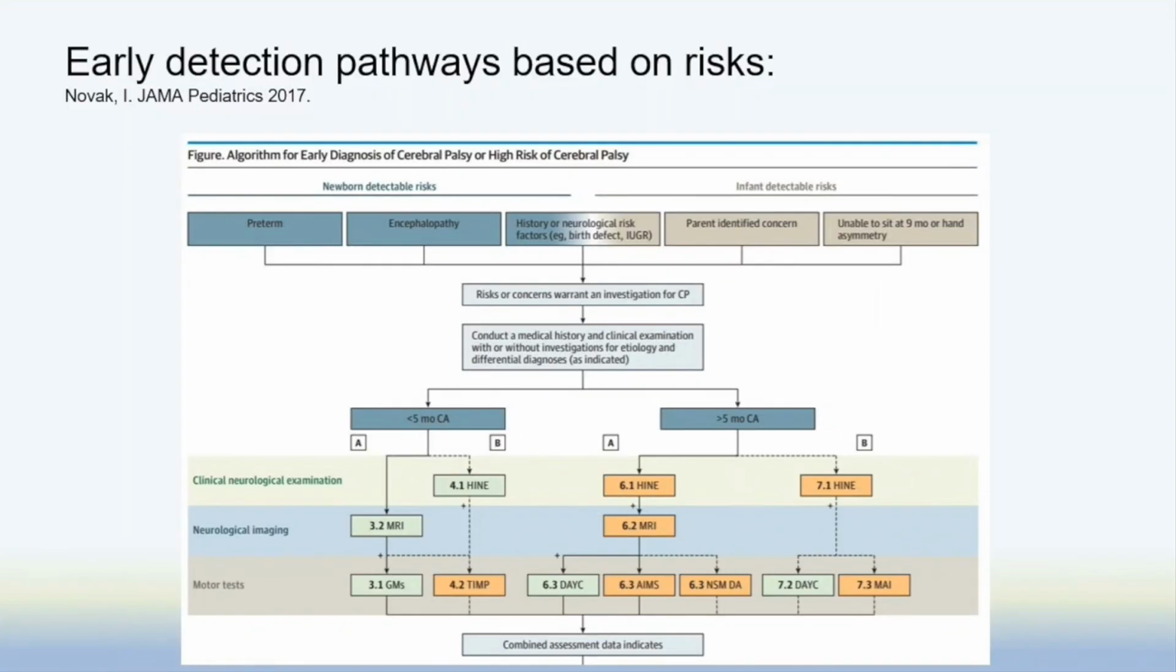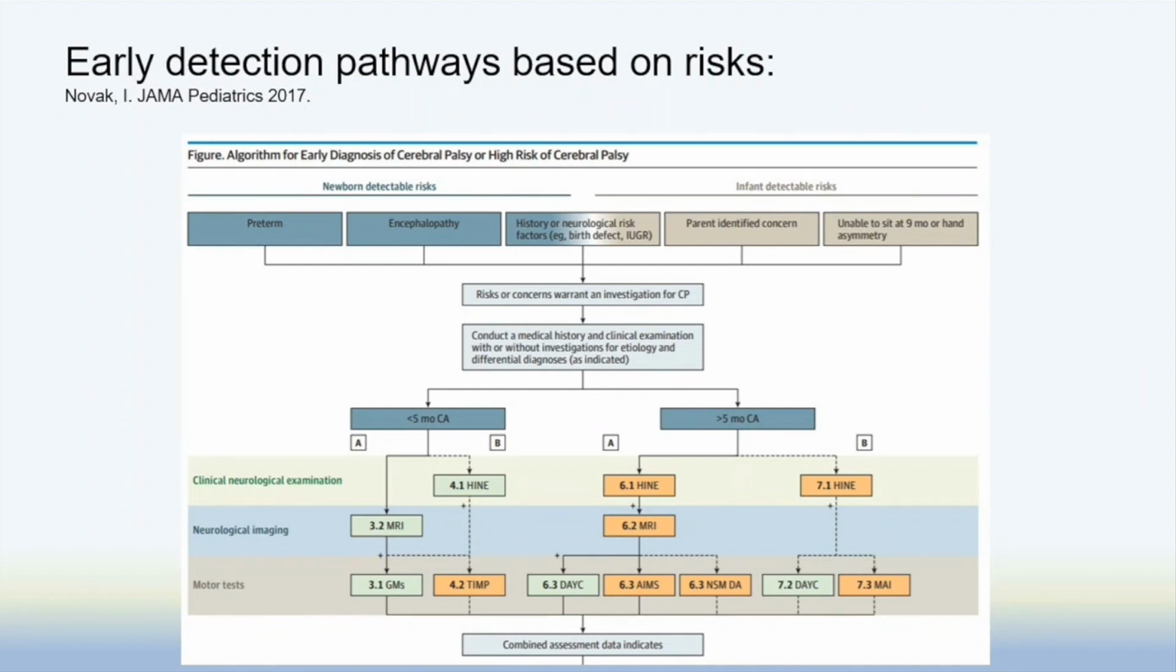So this is a better look at the Novak article published in JAMA Pediatrics in 2017, looking at how early detection pathways are most reliable. So this is the foundational chart that explains how to early diagnose reliably, as best we can, infants. So the top of the chart, we start with detectable risks in our newborns and infants, and understanding some of the risks that might make us go looking at this chart. So preterm encephalopathies, neurologic risks, parent concerns even, and then some of the developmental delays here.